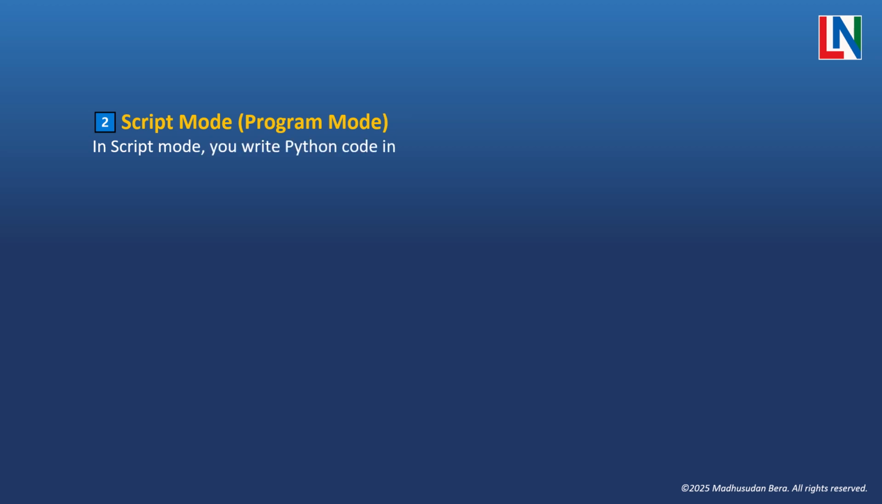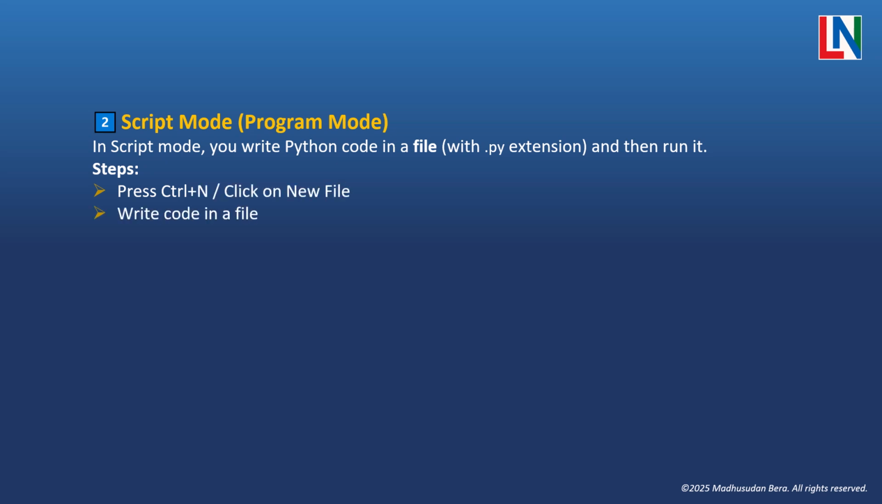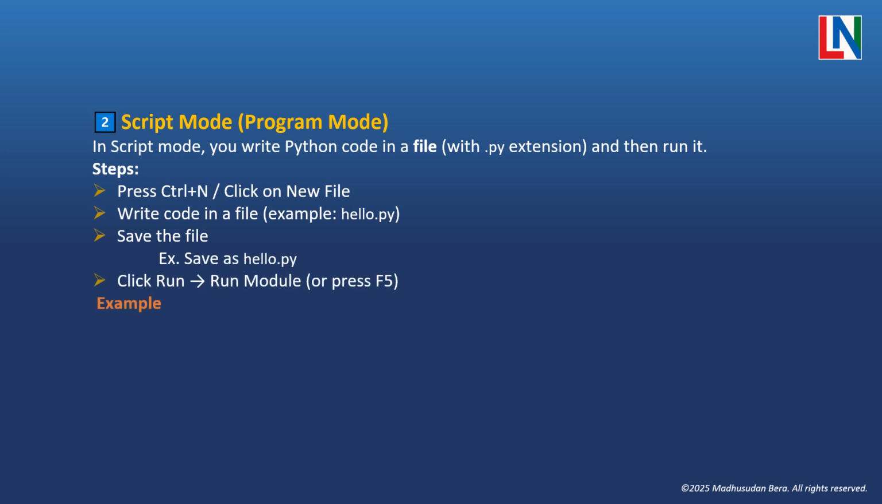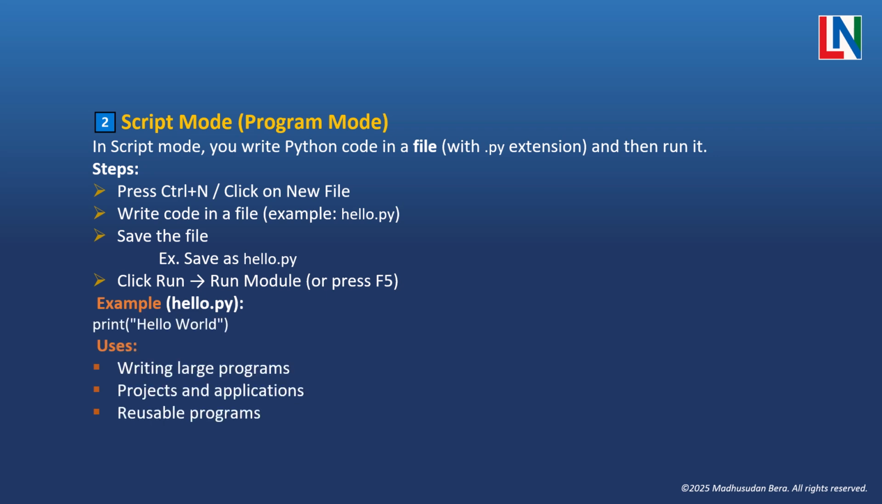Script mode or program mode. In script mode, you write Python code in a file with .py extension and run it. Steps: at first we have to press Ctrl+N or click on New File. Then we write code in the file and save it with .py extension, for example hello.py. Then click on Run and then Run Module, or press F5 to run the Python file.